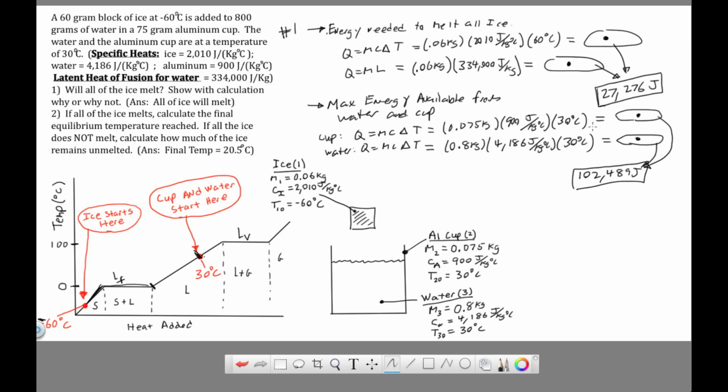Okay, so these two numbers that I have boxed tell us that the ice will melt completely. And the reason I know that is because the energy required to melt the ice is 27,000 joules. The maximum energy we have available from the cup and the water is 102,000 joules. So there's plenty of energy to melt all the ice. So all the ice will in fact melt.